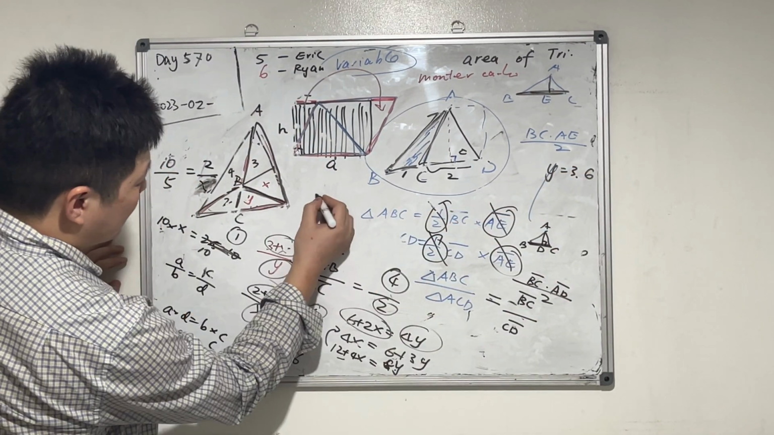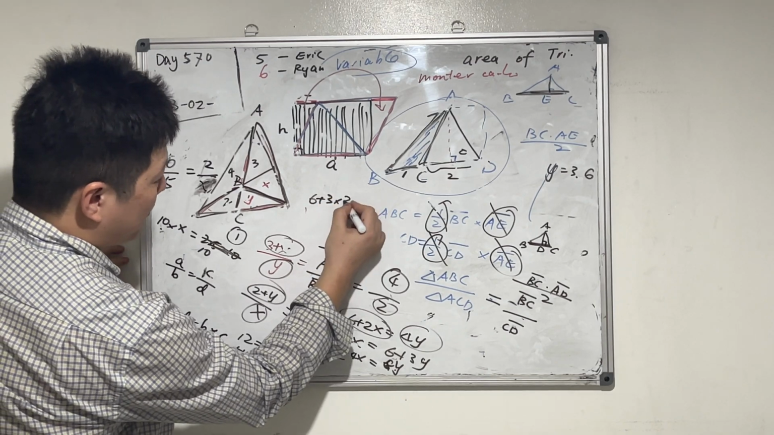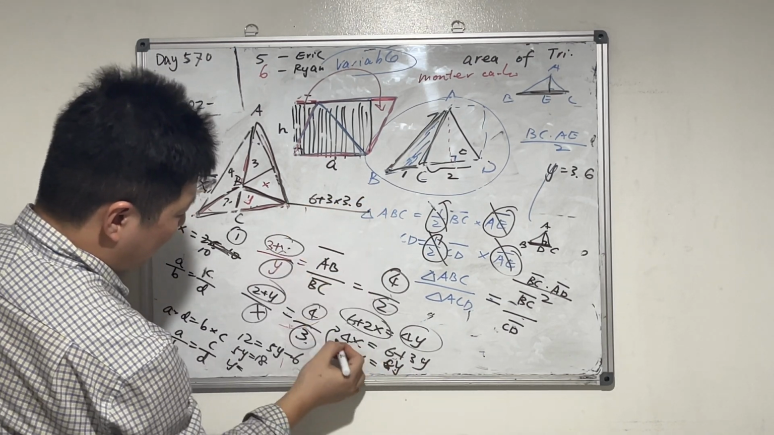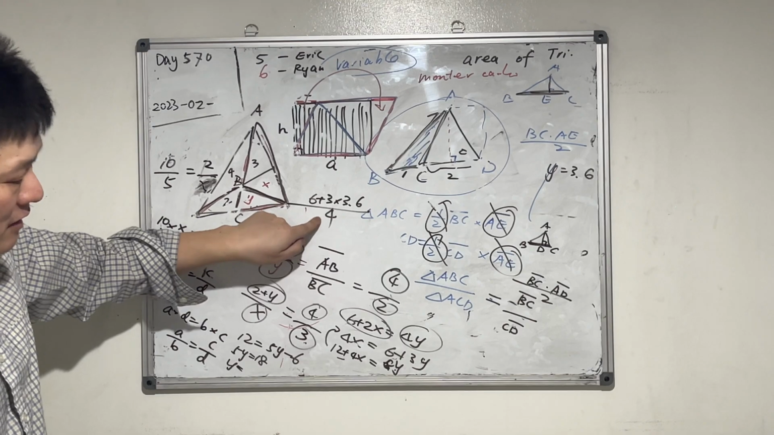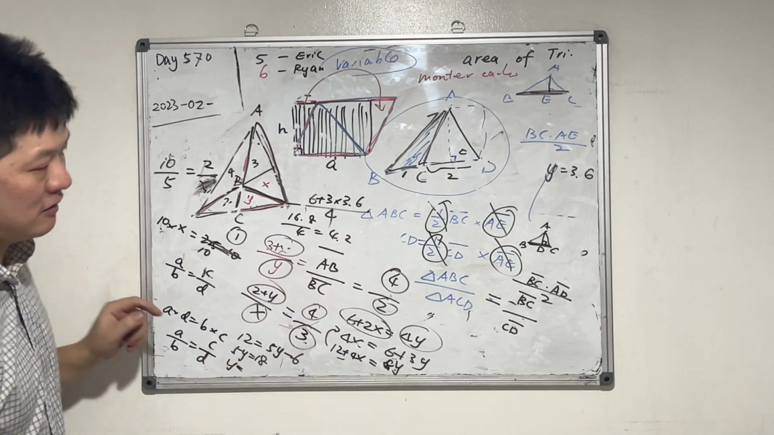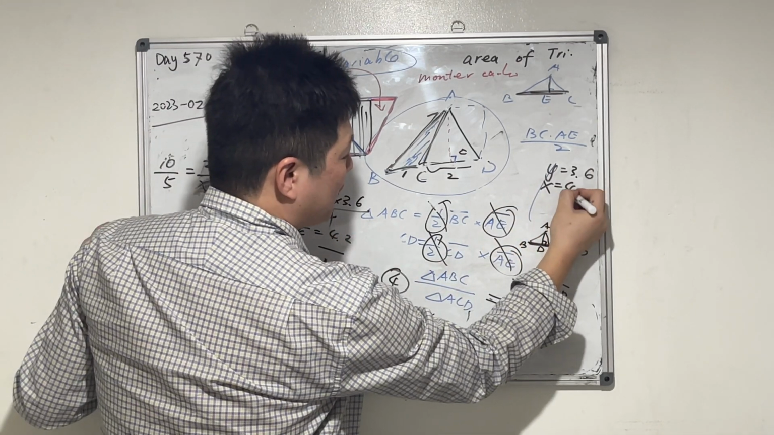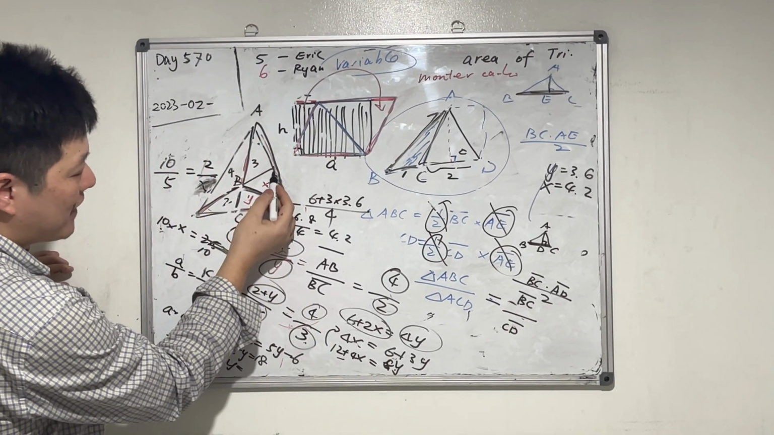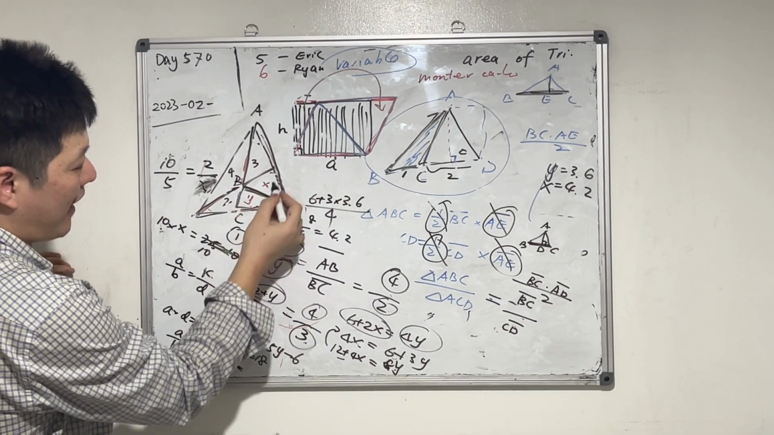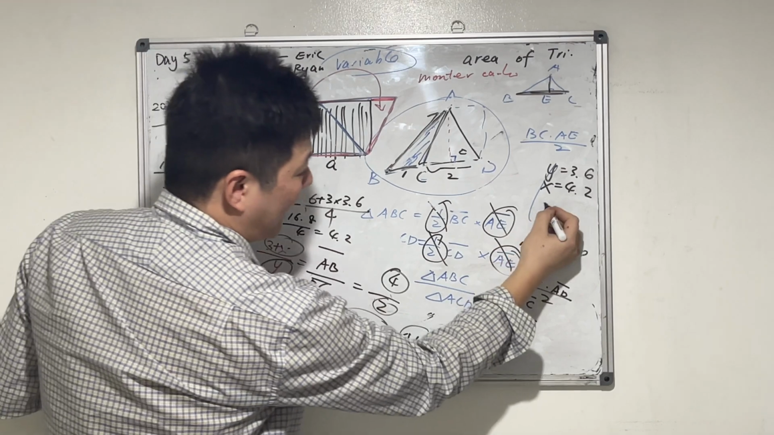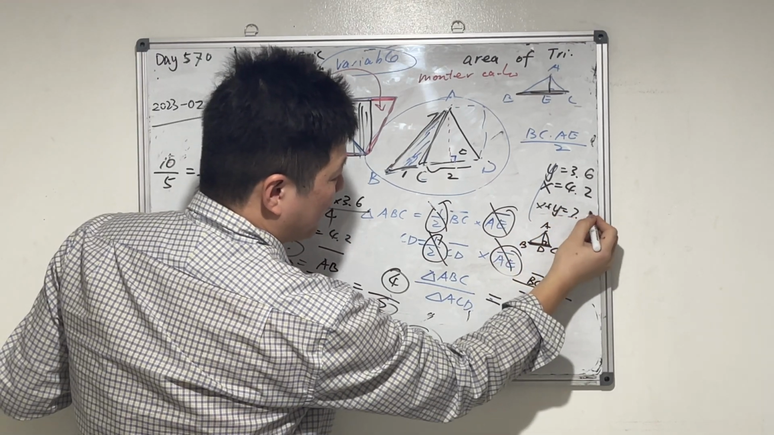Let's put it back. 6 plus 3 times 3.6, divided by 4. What's this value? 4.2. x equals 4.2. So what's the size of this? x plus y. x plus y equals 7.8.